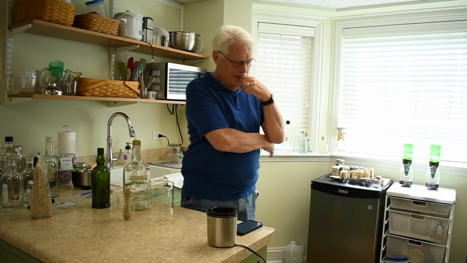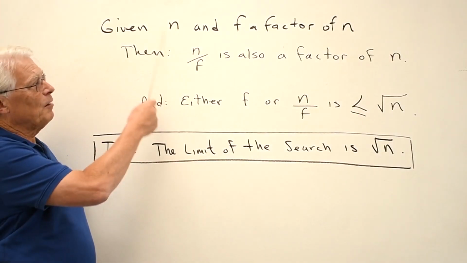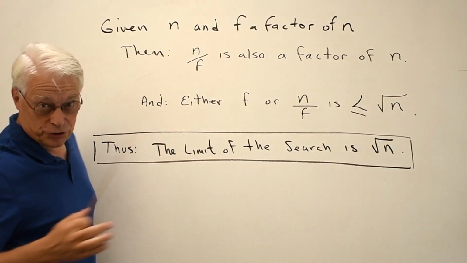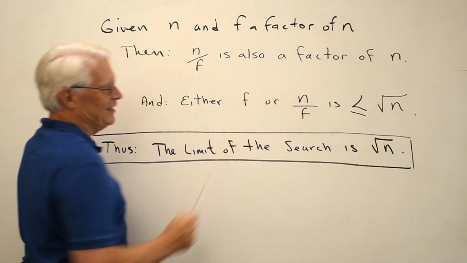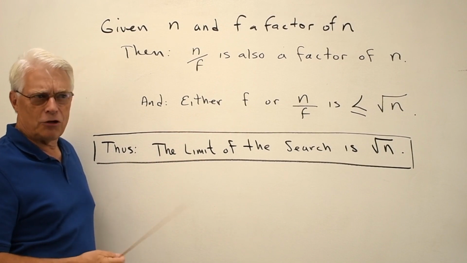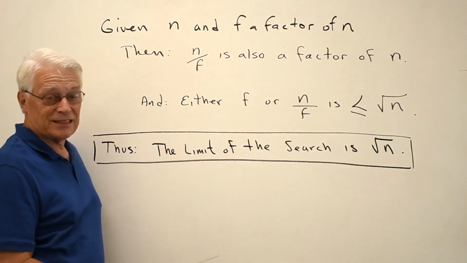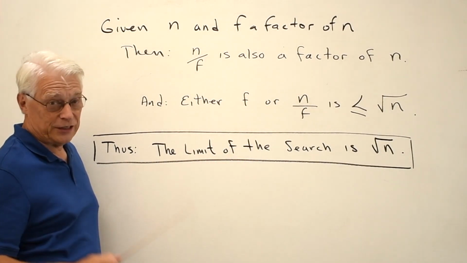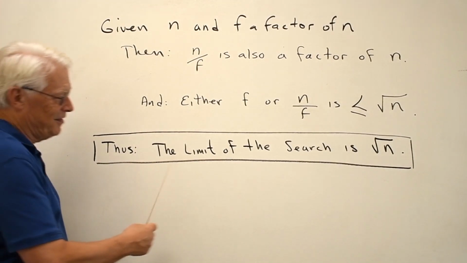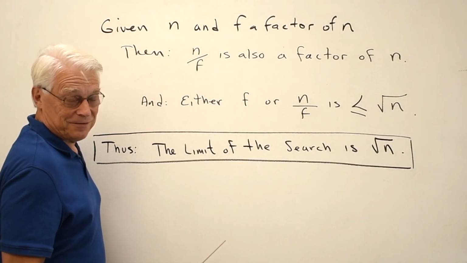This is slow, but there's an old trick we can use to speed it up. Given some number n, an integer, and some other number f, also an integer, which is a factor of n, then n over f is also a factor of n and also an integer. And either f or n over f is going to be less than the square root of n. You can prove that to yourself if you want, but it's trivially true. Which means, of course, then, the limit of our search is not n, it is the square root of n.